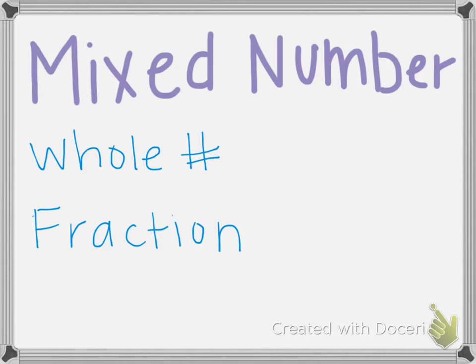So the first way to write a fraction greater than 1 is to use a mixed number, and a mixed number has a whole number and a fraction. An example of a mixed number would be 1 and 2/3. It has a whole number and a fraction. So it's a mixed number.